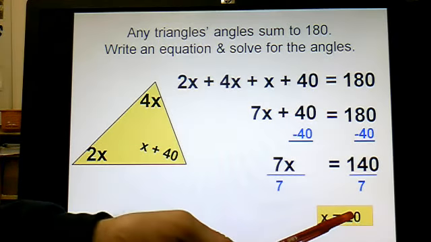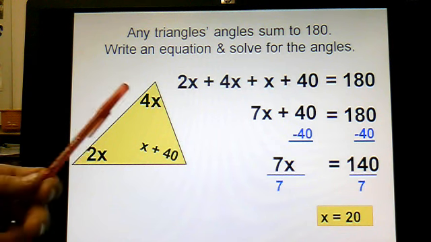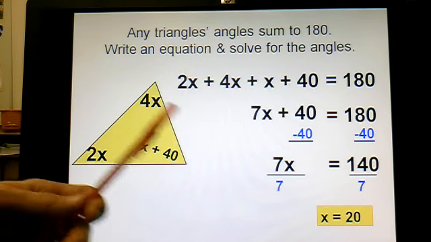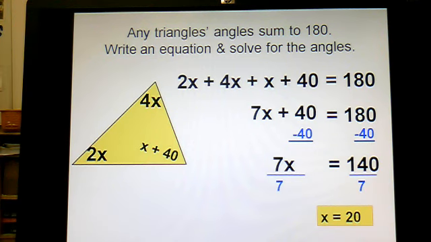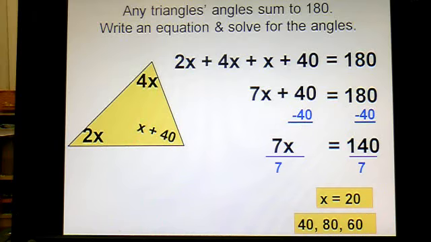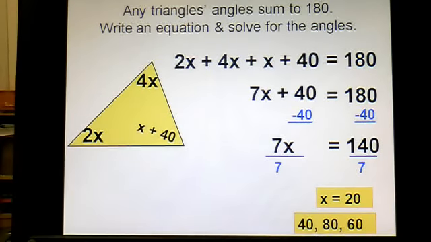So if x is 20, now you've got to actually use that to plug it back in. 20 times 2, this angle is 40. 4 times 20, this angle is going to be 80. And then the 20 plugged in here, 20 plus 40 is 60. So those are your three angles that you're looking at for this triangle. And if you double checked it, those should add up to 180 if it really works.